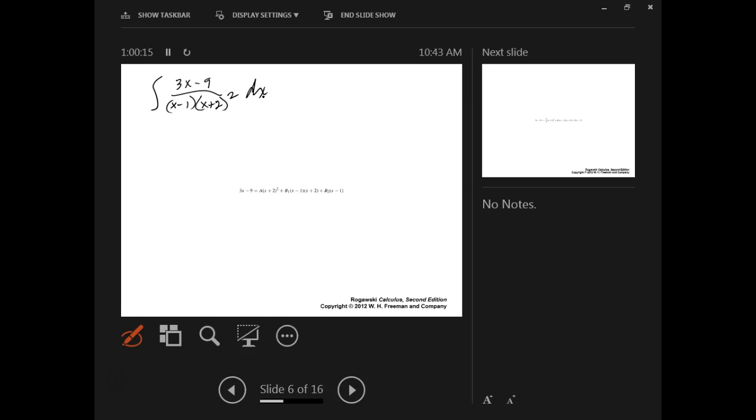Okay. Now, what you do differently here, you start out just the same as you did before. Now this sort of seems, at least to me, a little counterintuitive. But here's where you go from here. Now, first thing I would do, I would factor out the 3. Okay? Why make it more difficult than it needs to be? Make that 3 times the integral of x minus 9 over x minus 1 times x plus 2 squared dx.